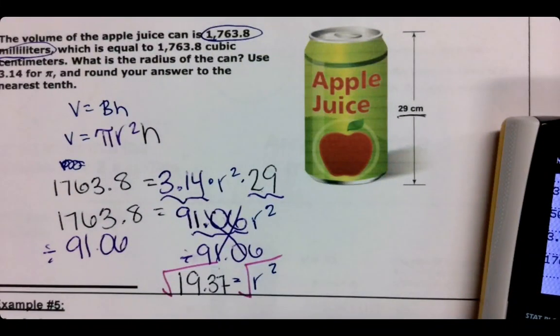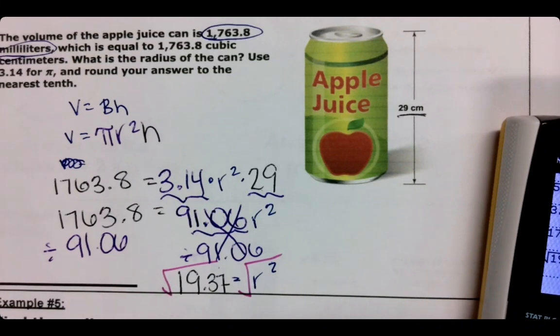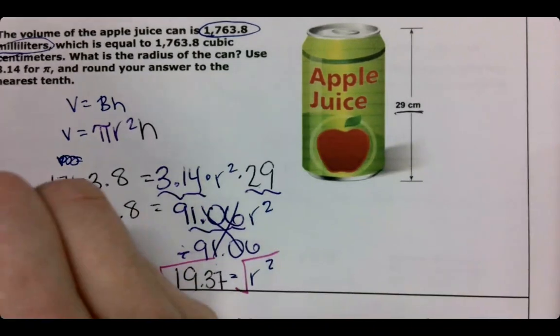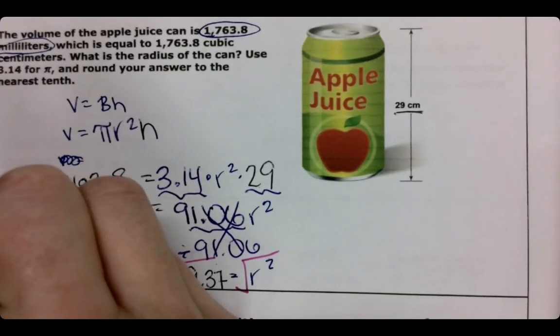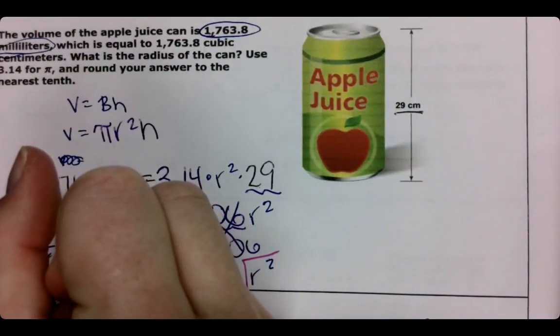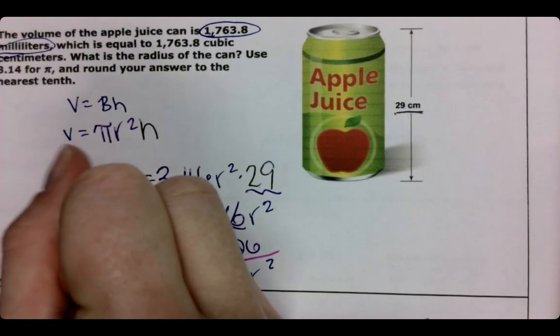So if we take the square root of 19.37 and we round that to the nearest tenth, we would get that the radius is 4.4 centimeters.